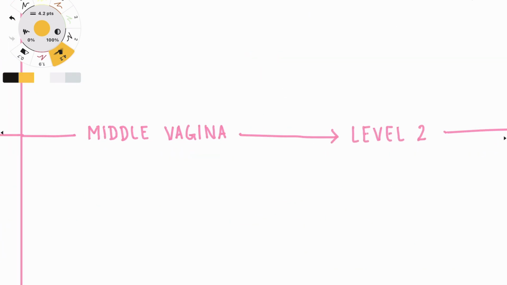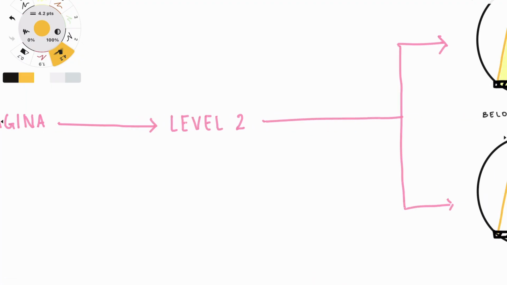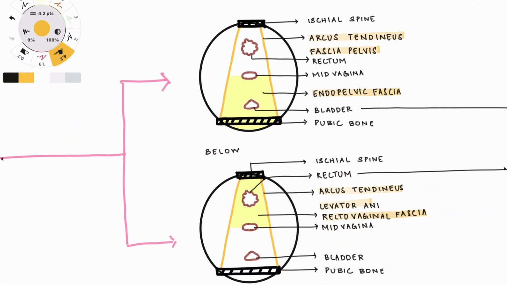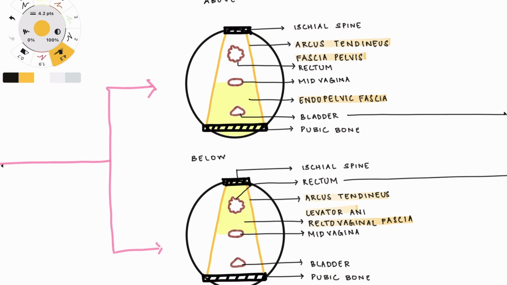Middle part of vagina is labeled as level 2 in de Lance's classification. In order to explain the supports of level 2 clearly, I have divided the middle part of vagina into a layer which is present above and a layer which is present below. But the arrangement of genital organs in both the layers are the same. From the posterior to the anterior aspect, the arrangement of the genital organs are as follows: rectum, middle part of vagina, and bladder.